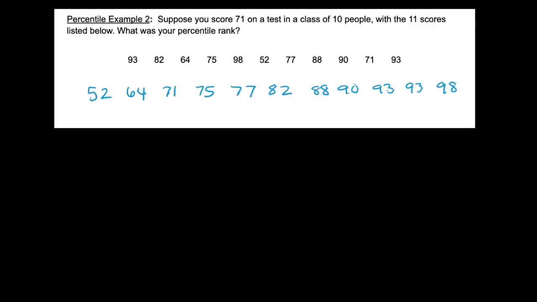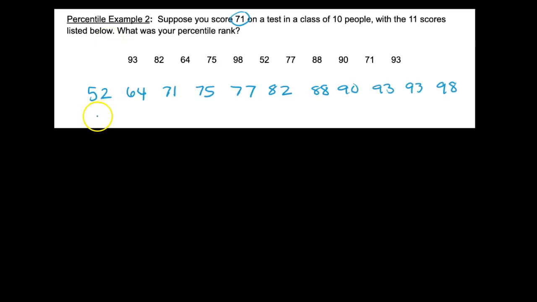So in this example, suppose you score 71 on a test in a class of 10 people with the 11 scores listed below. So 10 other people and then yourself would make 11. What was your percentile rank? So the first thing we need to do is put the scores in order. So I already did that here. So I took these scores and I put them in order.